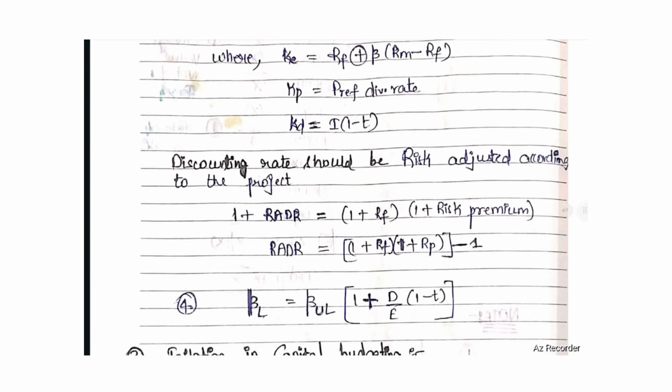Discounting rate should be risk adjusted according to the project. How to calculate risk adjusted discounting rate? RADR equals (1 plus Rf) into (1 plus RP), whole minus 1.